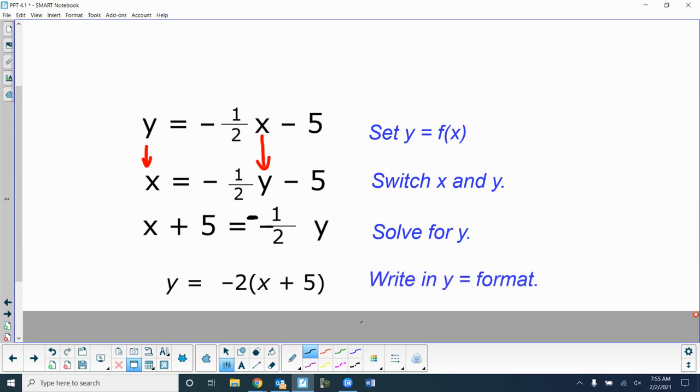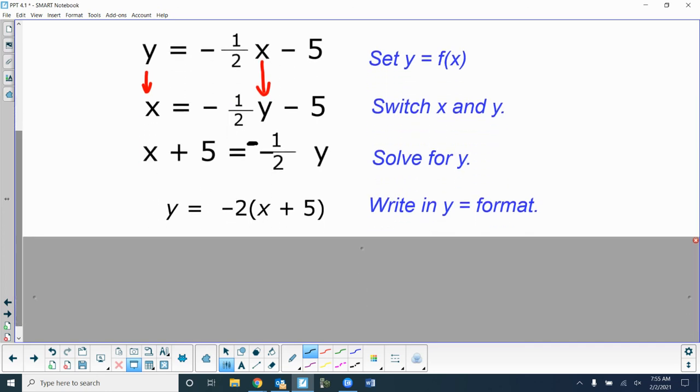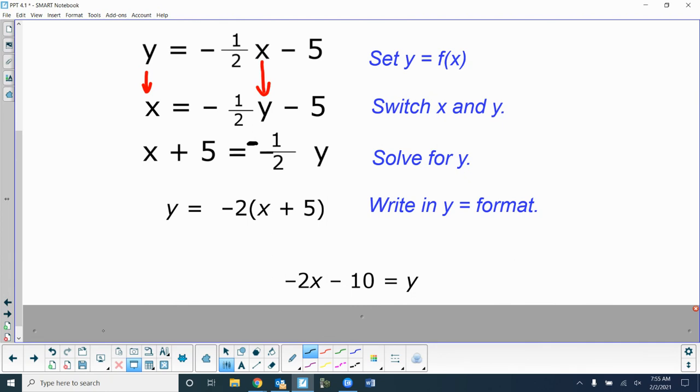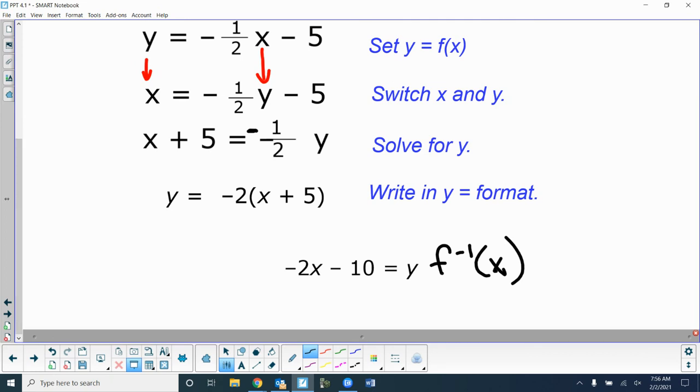So that's what they did. To get rid of that -1/2, we multiply both sides by -2. You can leave it like that, or if you want to distribute and make it -2x minus 10, you can. And remember, you can rewrite that as f inverse if you want. If you don't, that's okay. I'm not going to worry about that too much. That's basically it. That easy today.